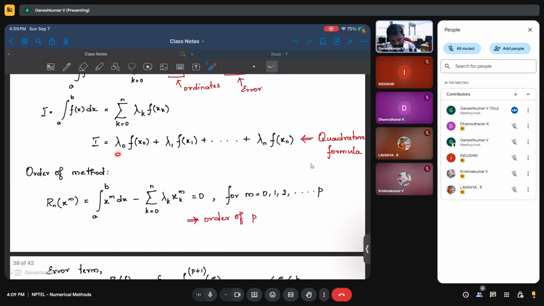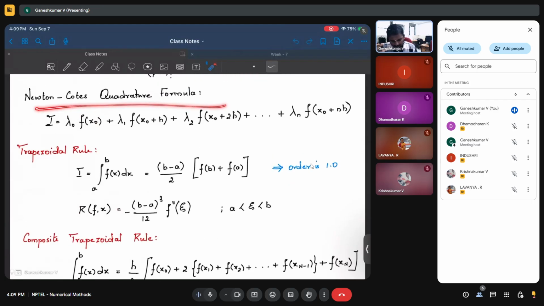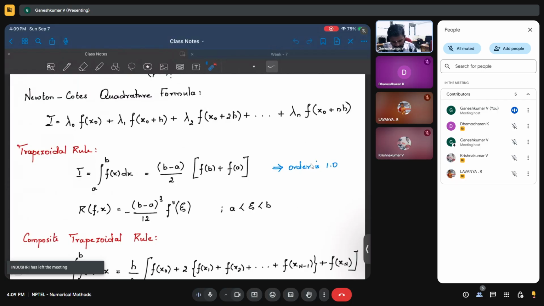Now you can also assign the lambdas in an intelligent way, and when you do that, you will end up with different sets of formulas, and that's what we saw in the last 3-4 lectures. The error and its order you can also find out. This is what we call the Newton Cotes quadrature formula. For equally spaced h, f of x0, f of x0 plus h, x0 plus 2h, till x0 plus nh, you can always find lambda 0, lambda 1, lambda 2, and lambda 3.